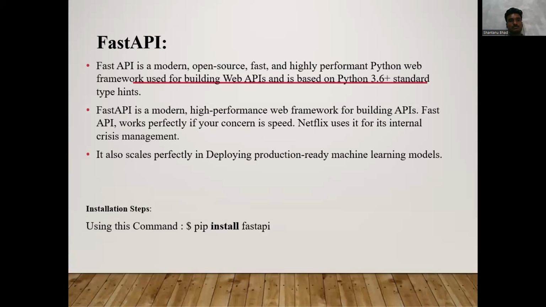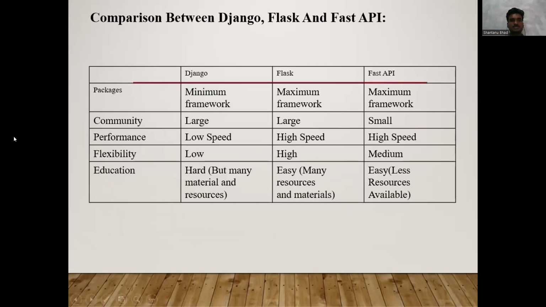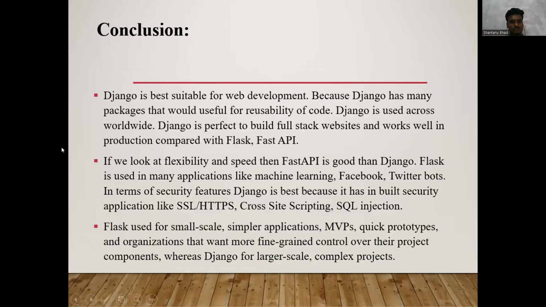The installation process of FastAPI, in VS Code, is pip install fastapi. The pros of FastAPI are that it is intuitive, easy, has fewer bugs than Django, and is robust and standards based. The cons of FastAPI are that it is relatively new compared to Django and Flask. The community is smaller than other frameworks, and regardless of its detailed documentation, there are very few external educational materials.